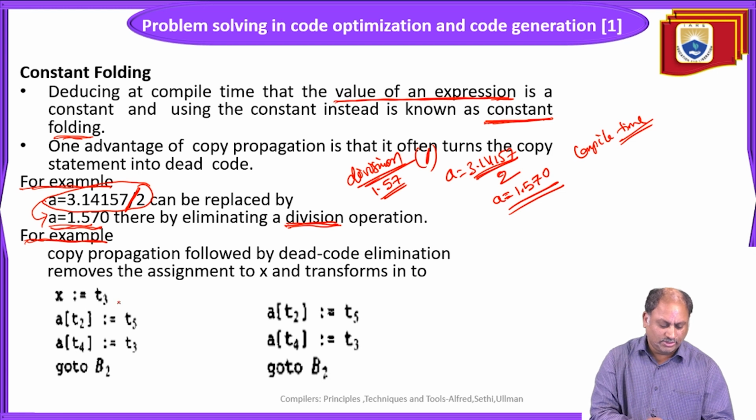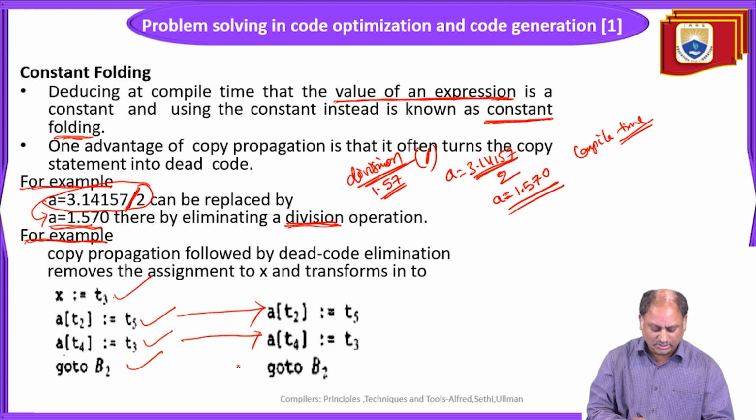If you observe here, x equal to t3. Now a of t2 equal to t5. Another statement is a of t4 equal to t3. Now what is t3 here? Go to b2. Now here the statements a of t2 equal to t5, a of t4 equal to t3, and go to b2 are present, but the x equal to t3 statement is not mentioned.